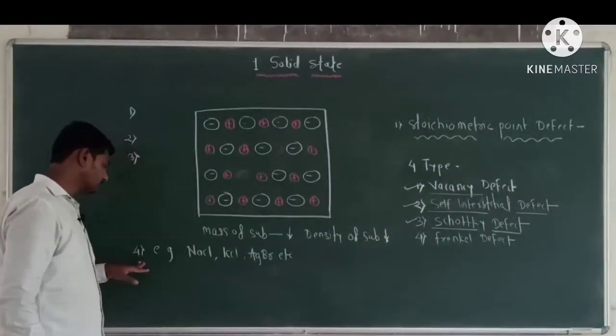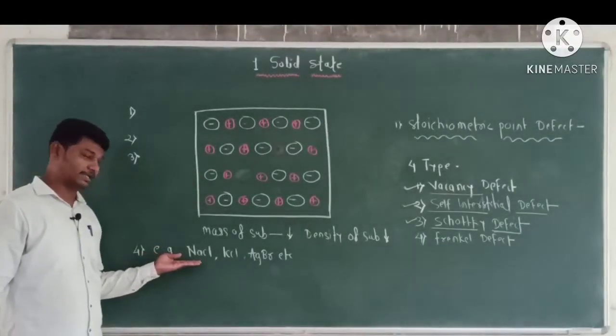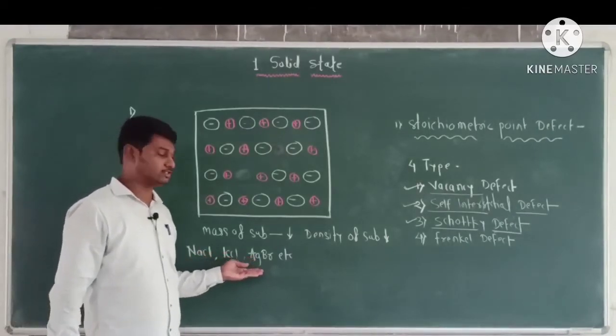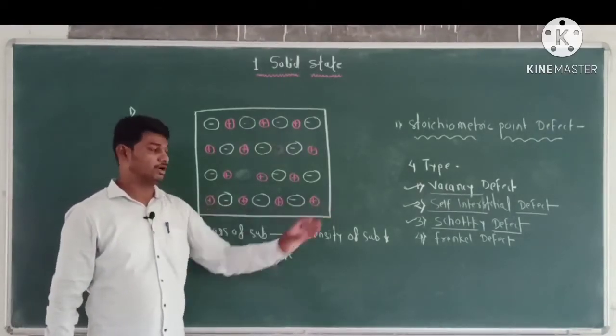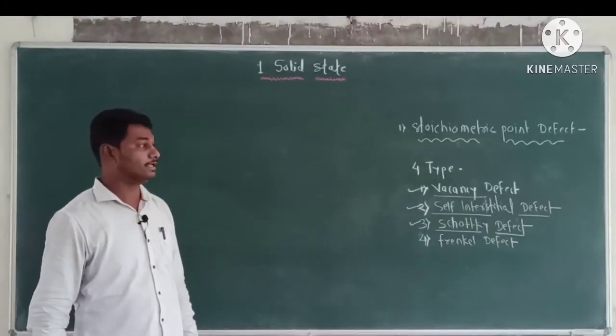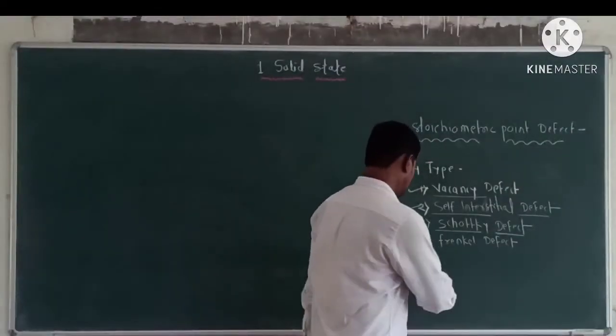And last point, fourth, that is example of Schottky defect is NaCl, KCl, silver bromide, AgBr, etc. These are the examples of Schottky defect. Okay. The next type of stoichiometric point defect is the Frenkel defect.